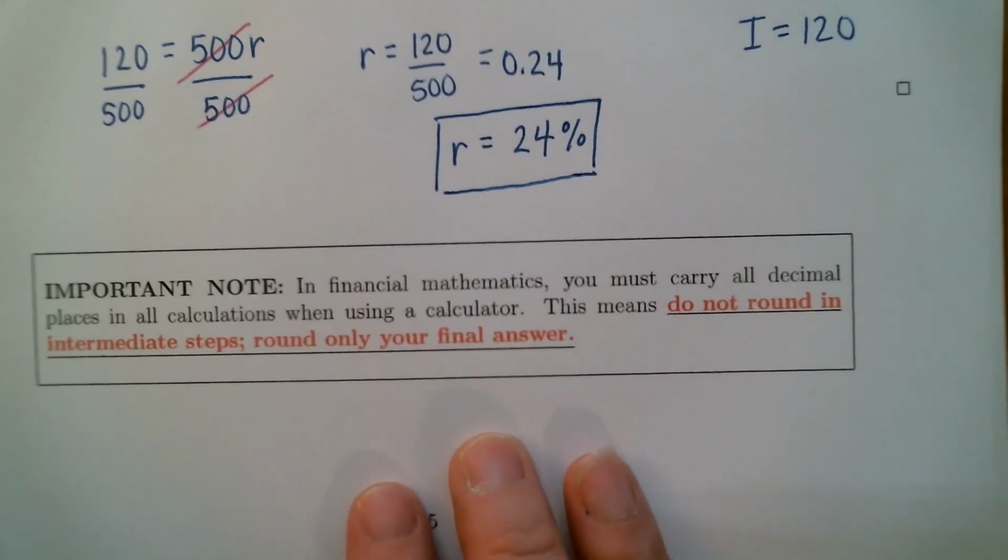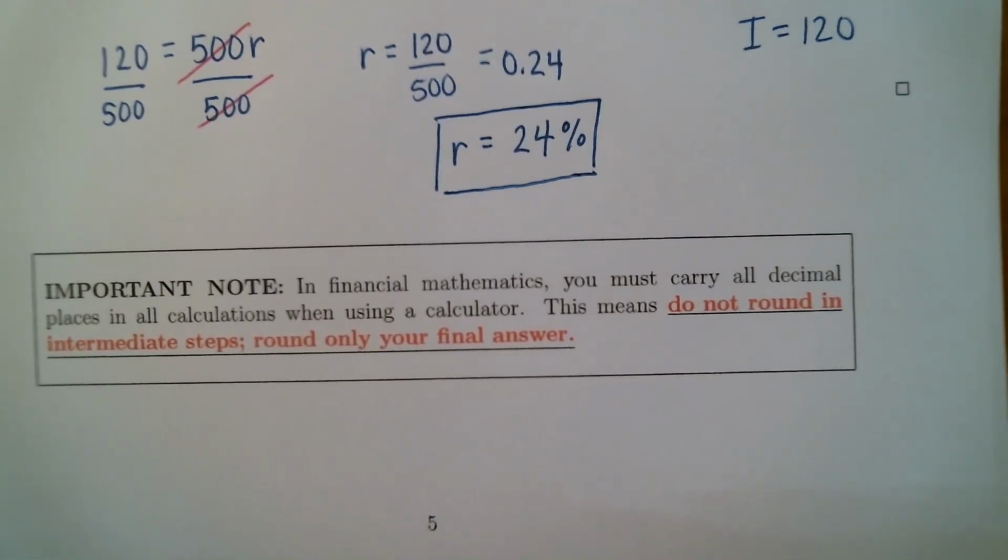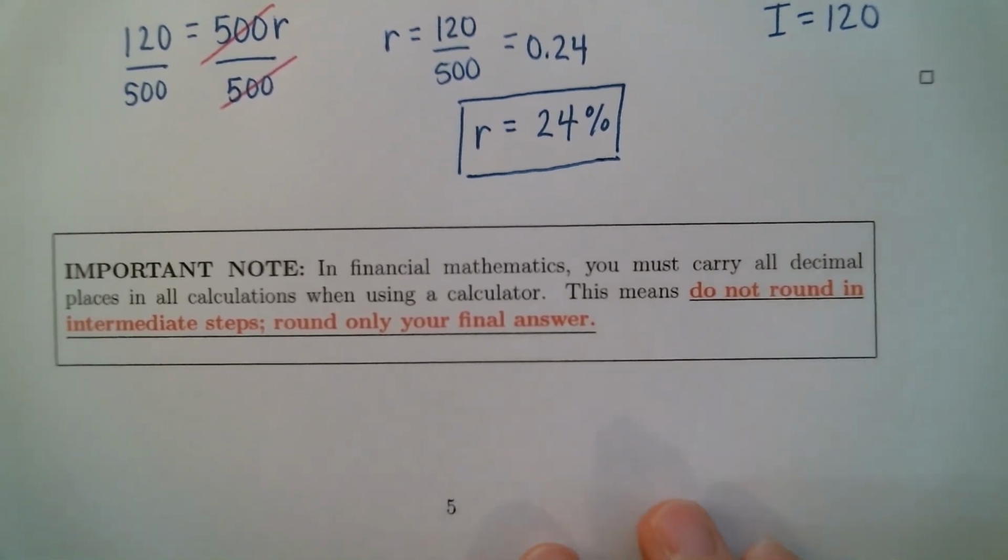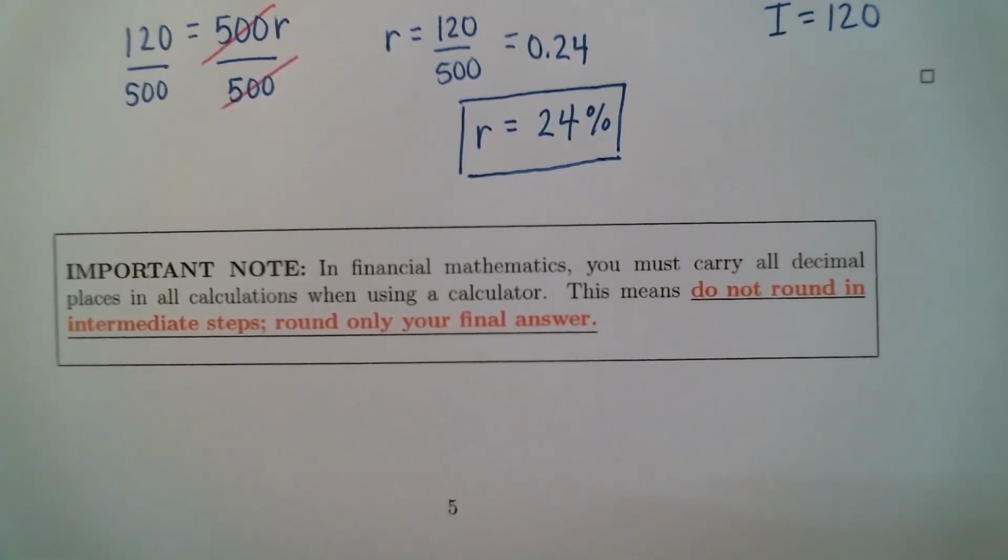At the bottom, there's an important note, and this applies to everything in chapter 3, and I've told you this throughout what we've already talked about. Make sure that you carry all decimal places in all the calculations when you're using a calculator. This means do not round in intermediate steps. You round only your final answer. Because if you start rounding early on, that rounding is going to get compounded, and then your answer is going to be off by a few cents or even more. So you don't want to round until the very end. That's just a little reminder, and that's throughout this chapter.